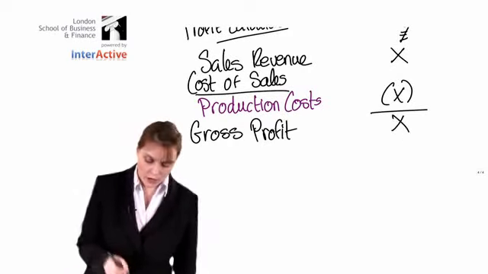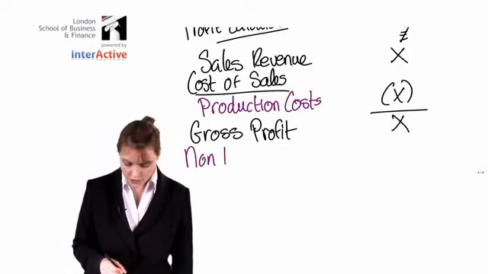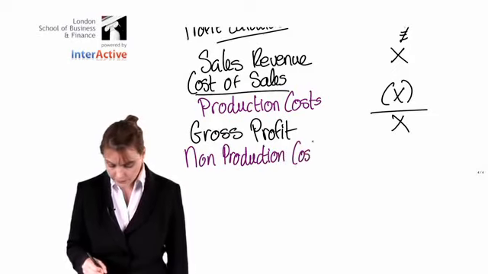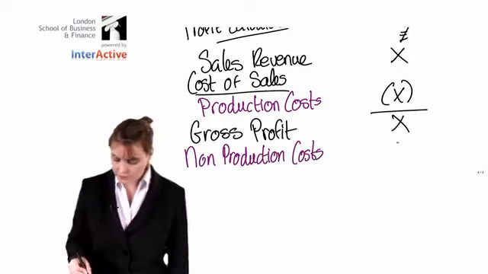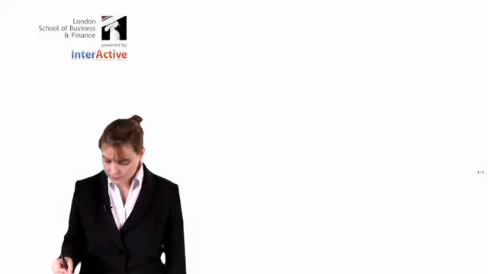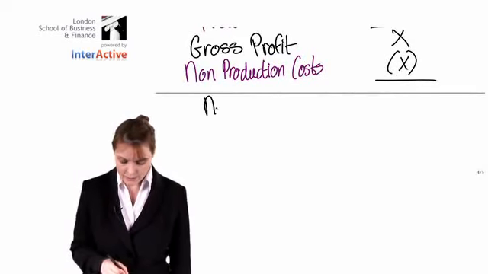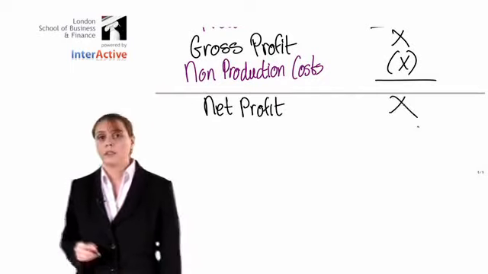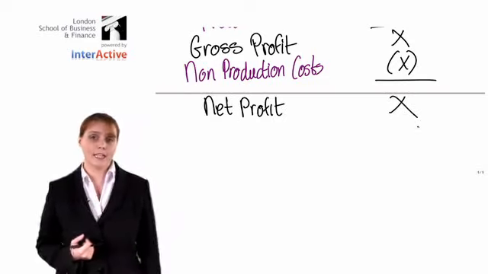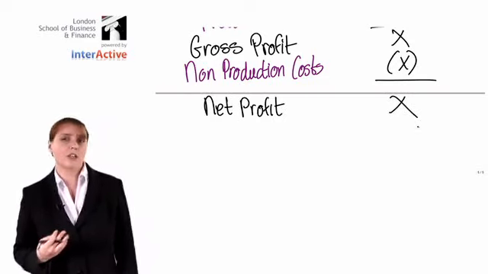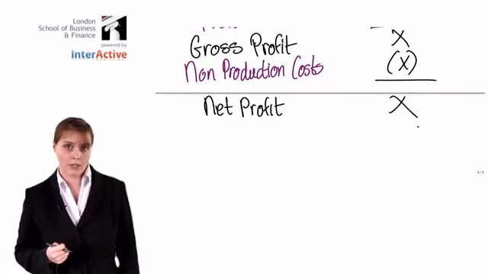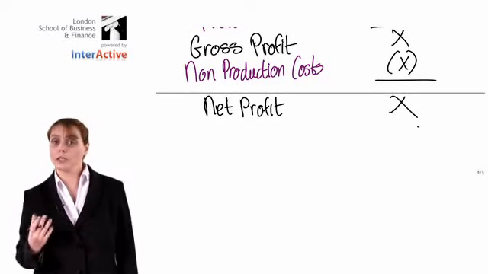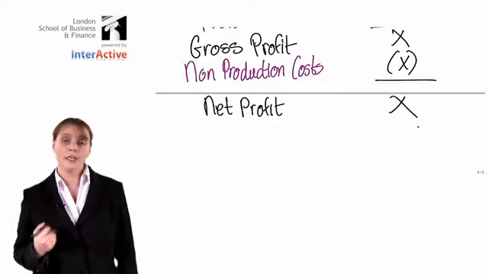Once we've calculated gross profit, then non-production costs are subtracted to calculate net profit. Now, you may have seen profit calculations already in F3, and the terminology might have been a bit different. Regardless of the different terminology, this is how our production, non-production cost information is used.